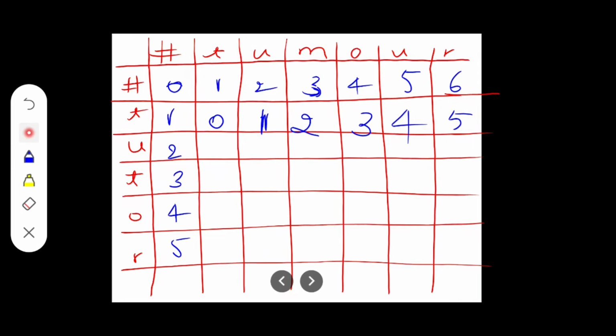Then moving on to the next row, that is we have U, and in the column, that is the target string, the first letter is T.